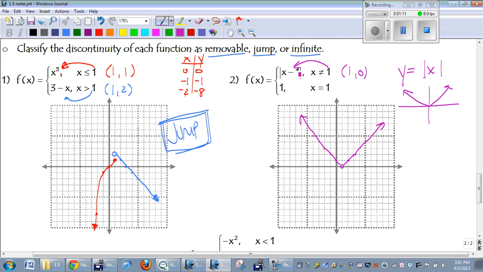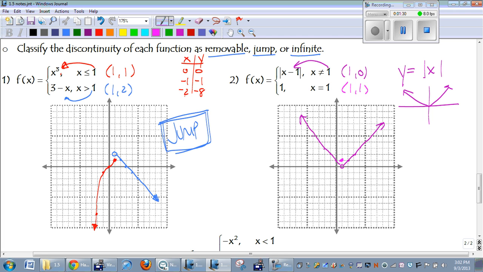So that's this purple graph, and then the other part is just one single point. It says f of x equals 1 when x equals 1. So that means there's a point at 1, 1. Right there. We just have a point.